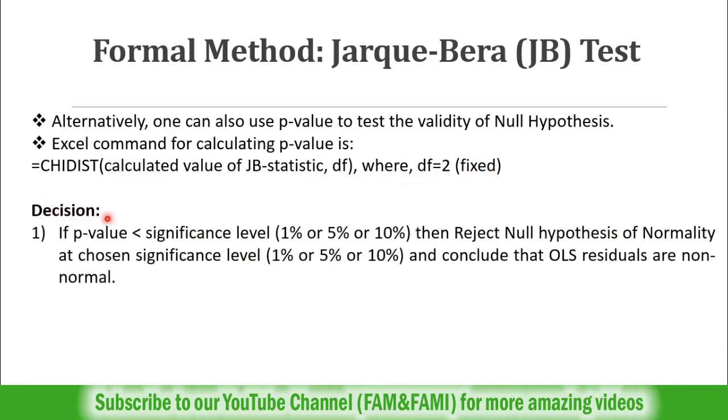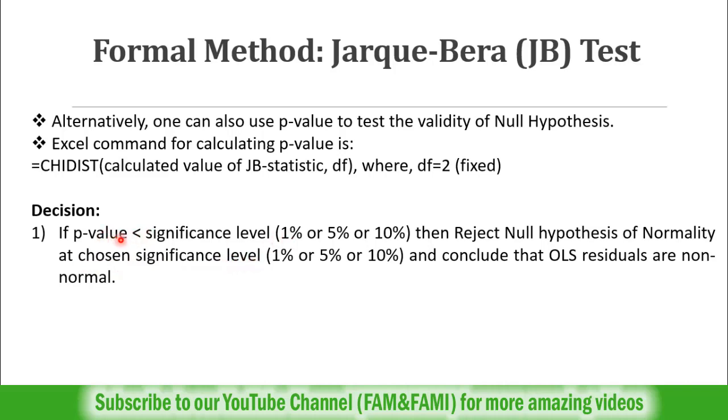Now let's discuss the decision regarding rejection or non-rejection of the null hypothesis using this p-value method. If the p-value is less than the significance level, 1% or 5% or 10%, then reject the null hypothesis of normality at the chosen significance level. Suppose here you have selected 1%. Then if the p-value calculated via this command is found to be less than 1%, 0.01, then we will reject the null hypothesis of normality at 1% significance level.